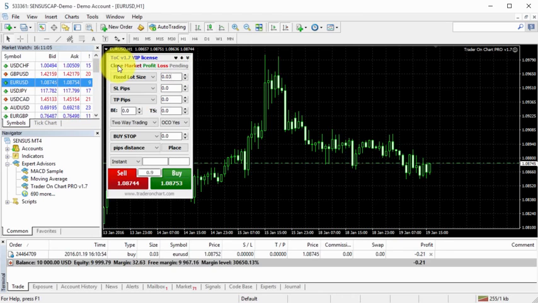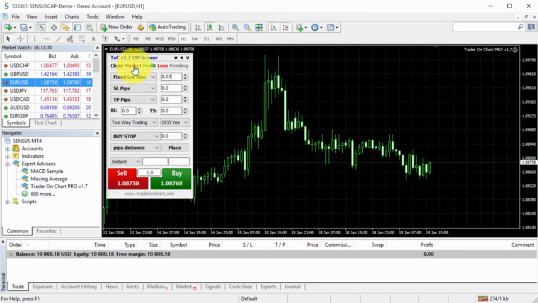Right here we have the close section. If I click this button, it will close all the market trades. This profit button will close all the trades that are in profit. This one will close all the trades that are in loss, and this will delete any pending orders that might exist in the account. So I will click the market button, and it will close all the market orders.